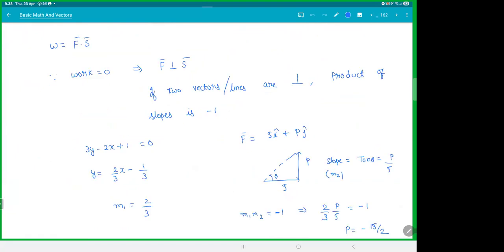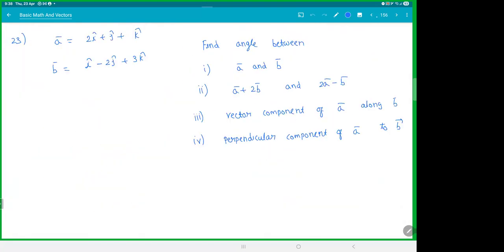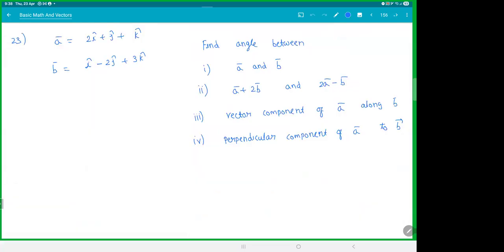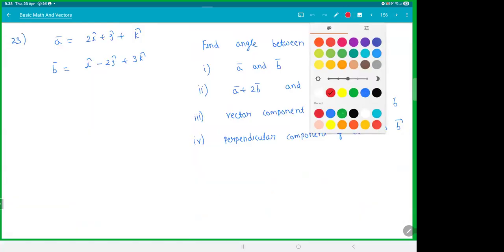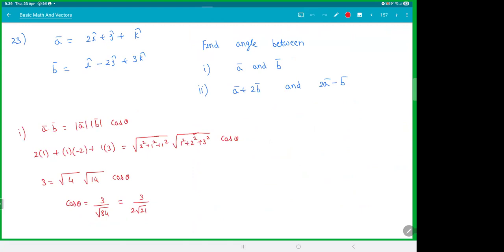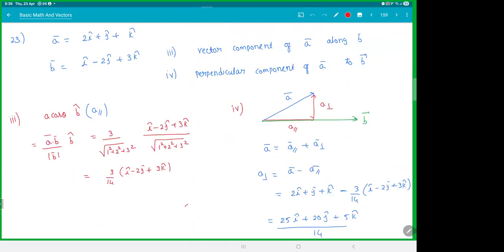And this thing is only the component of one vector in the direction of another vector. If you guys remember this question, look at this question here. Find the perpendicular component of A bar along B bar. Everyone knows how to find the vector component, but I want the perpendicular component. And this is the logic we said.